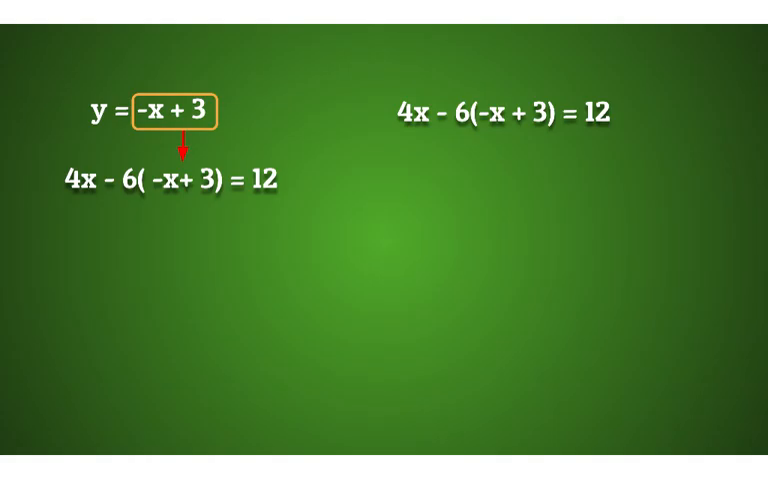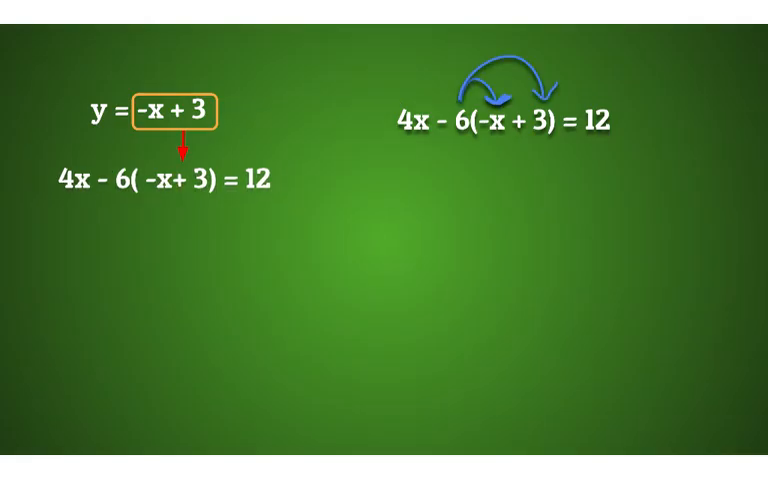So the first thing we're going to do to solve this equation for the x value is the distributive property. So I'll take negative 6 and multiply it times negative x, and that's going to give me a positive 6x. And then I'll do negative 6 times 3, and that's a negative 18. And I'll bring down everything else.